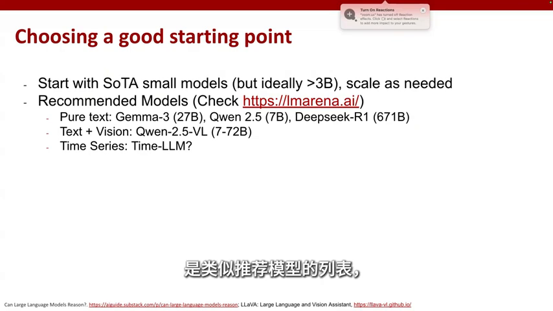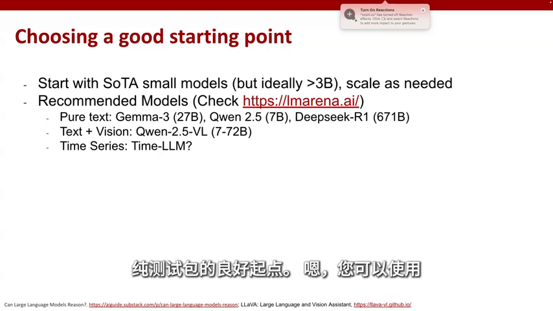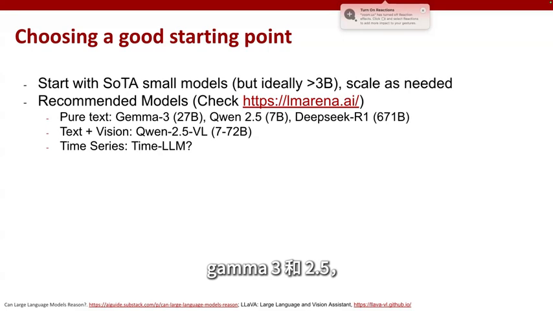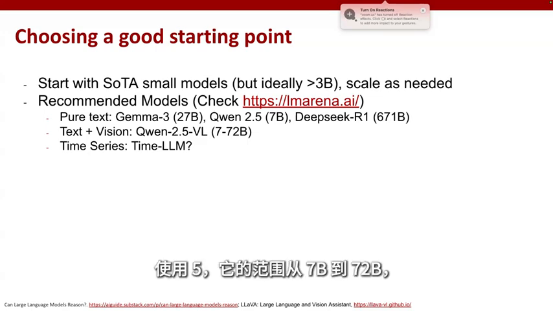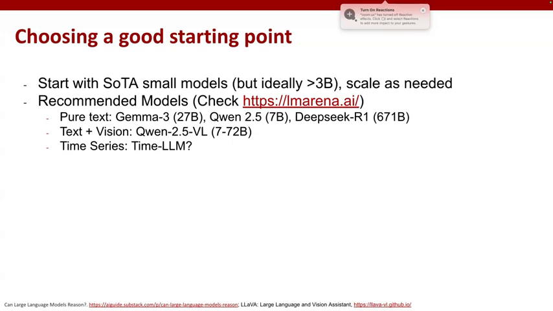And here is a list of recommended models you can use as a good starting point. For pure text tasks, you can use Gemma 3 and Qwen 2.5. If you have a very large cluster, you can also try the DeepSeek R1. For the multimodal generation tasks, you can use Qwen 2.5 VL. It has a range from 7B to 72B, which is pretty good for every use case.